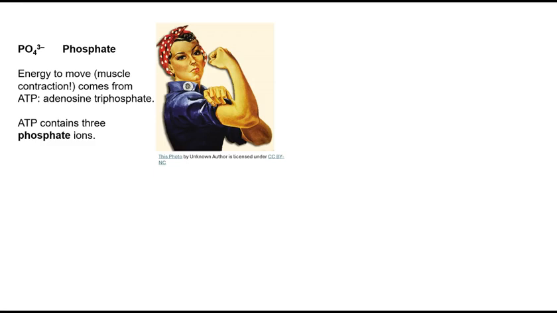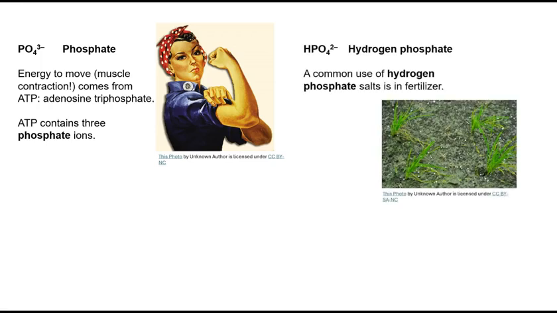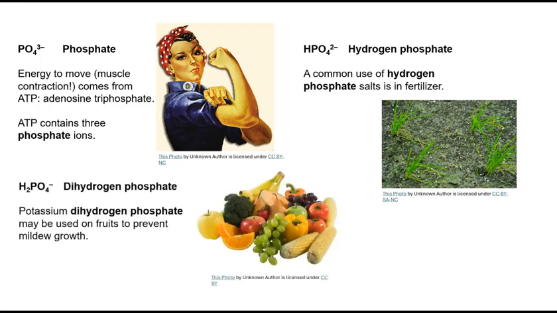PO4 3- phosphate. Energy to move or for muscle contraction comes from ATP, adenosine triphosphate. ATP contains 3 phosphate ions. HPO4 2- hydrogen phosphate. A common use for hydrogen phosphate salts is in fertilizer. H2PO4- dihydrogen phosphate. Potassium dihydrogen phosphate may be used on fruits to prevent mildew growth.